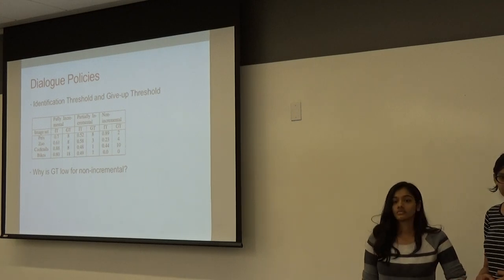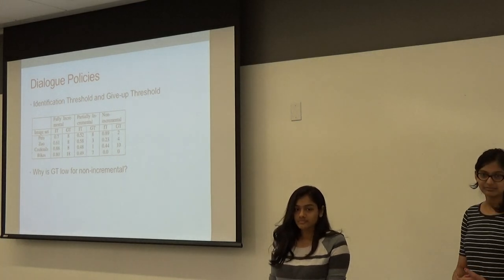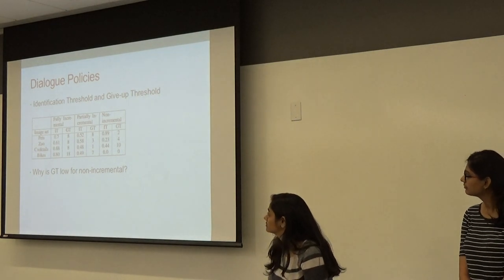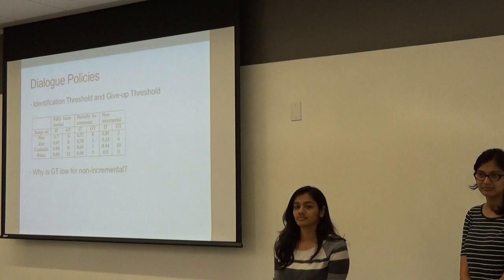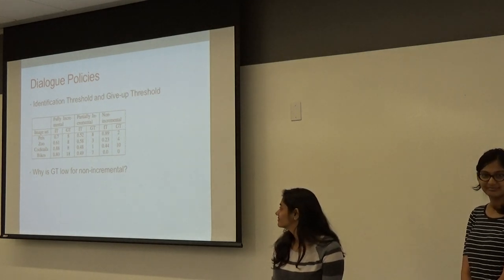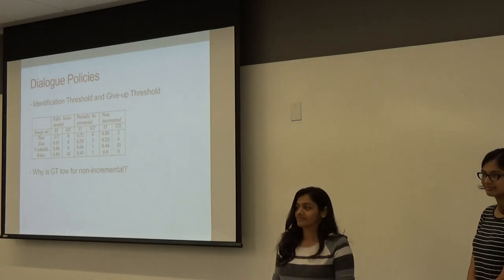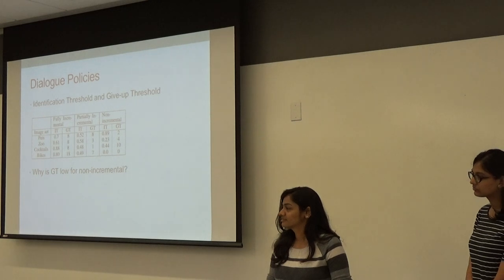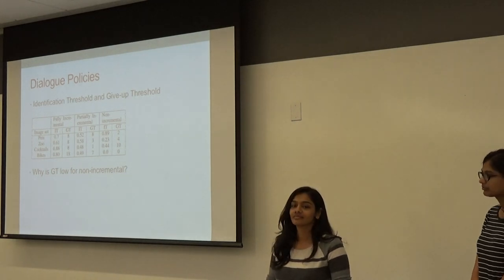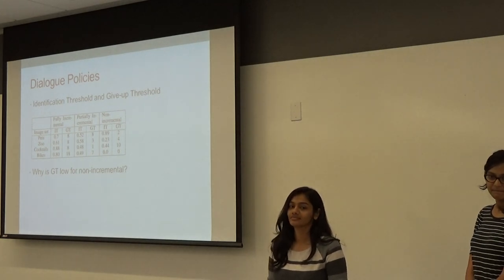I'd like to ask a question to the group. So just in general, okay, these are dialogue policies, and for this task, they seem to work well. How do you come up with these numbers? Like, how do you come up with the identification threshold and the give-up threshold? How would you do that? You could either use statistical analysis, or you could just learn a threshold, which seems... Okay, so I'm interested in the learning process.